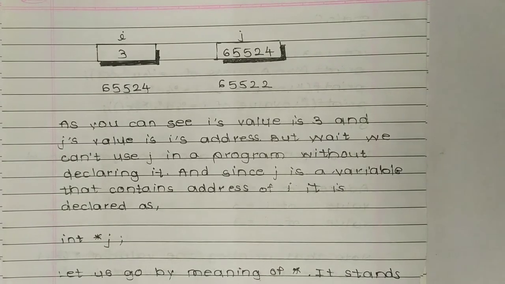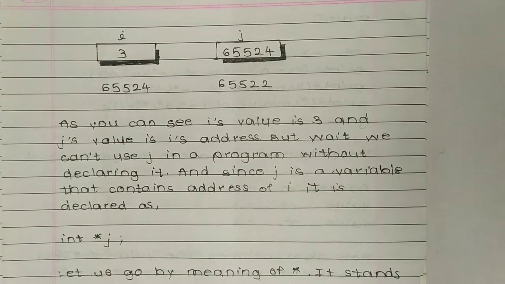So the method to declare a variable containing the address of an integer, that is i, is int *j.